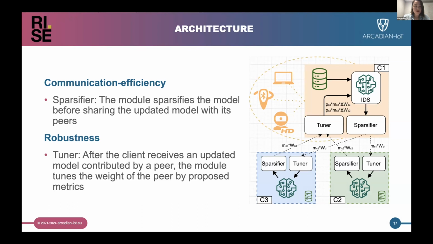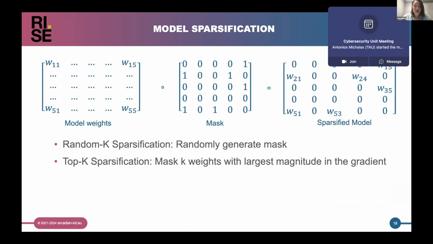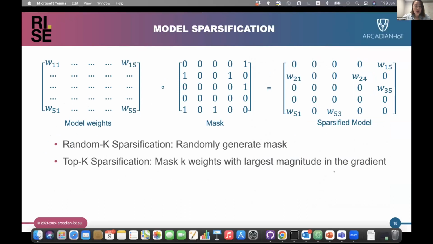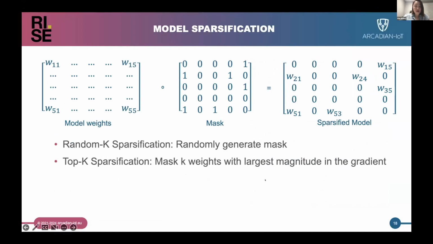So I will go through each one in more detail. So what is model sparsification? You can think of the model weights that are shared between each peer. It could be very big, but here I only show a 5 by 5 matrix. It could be really big. It depends on the model size.